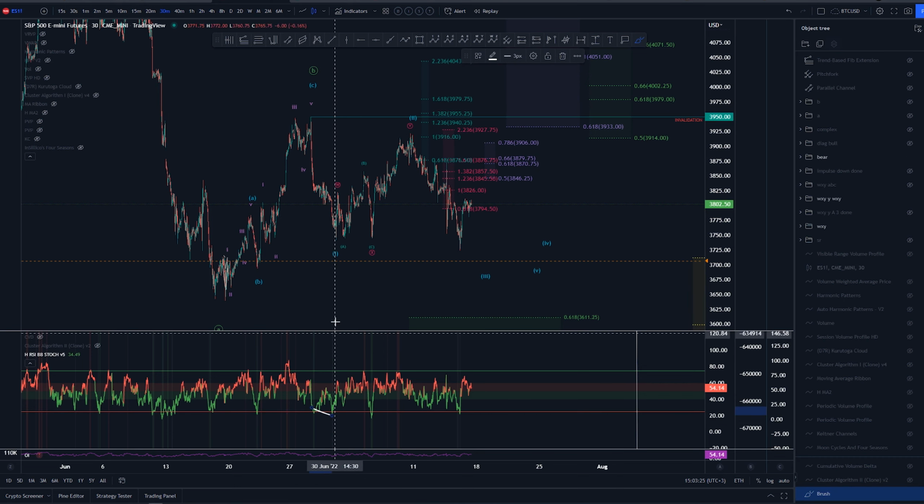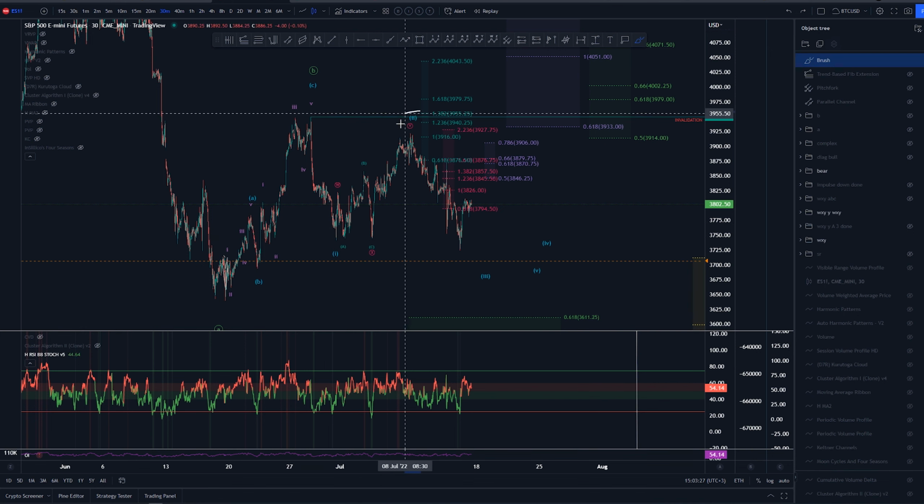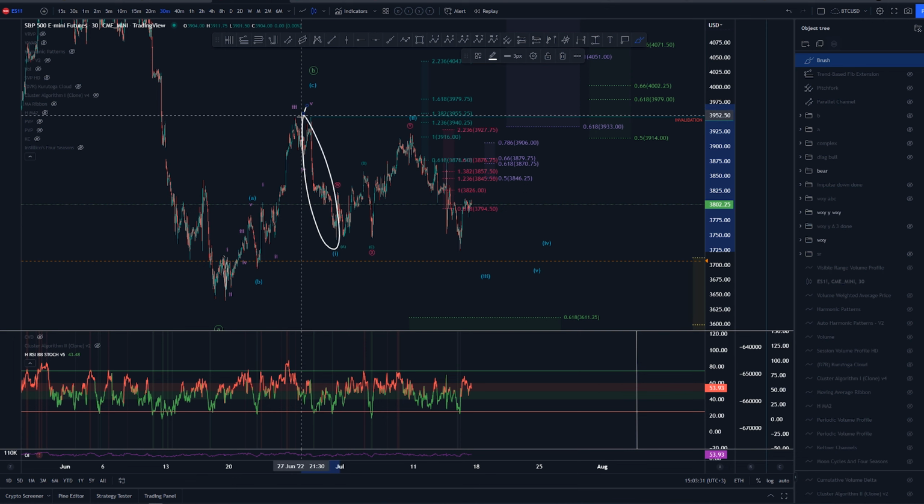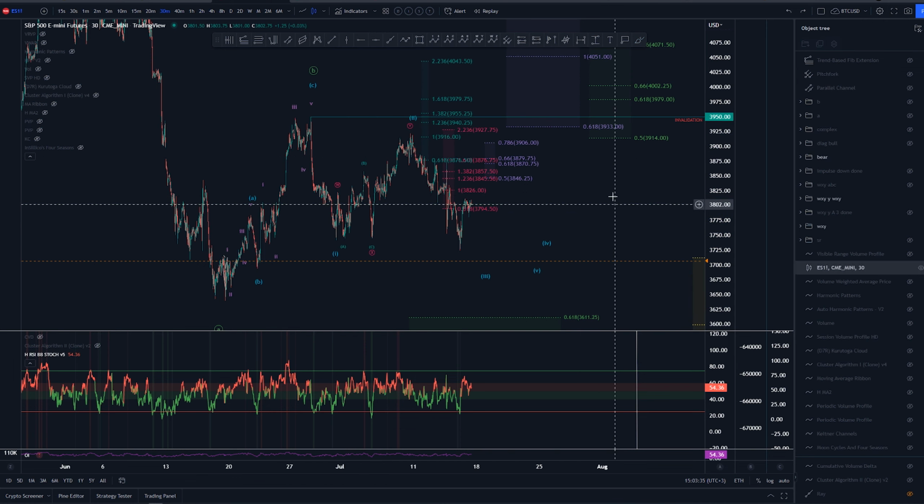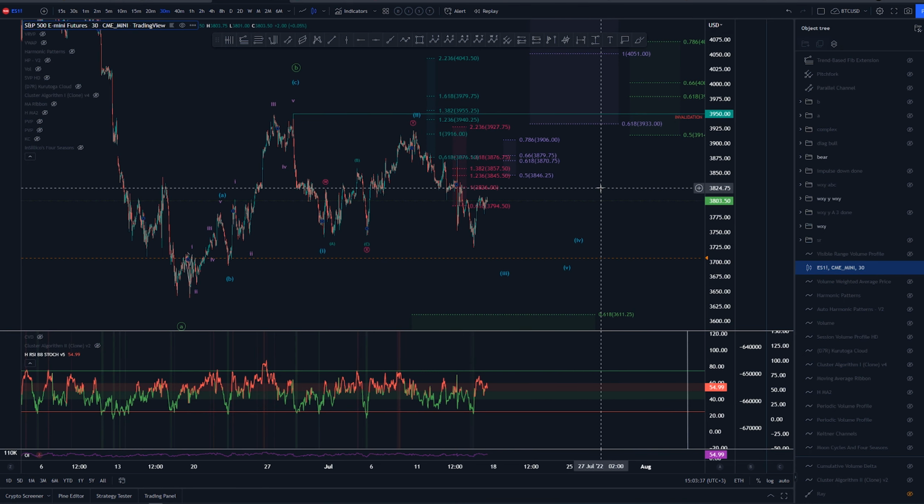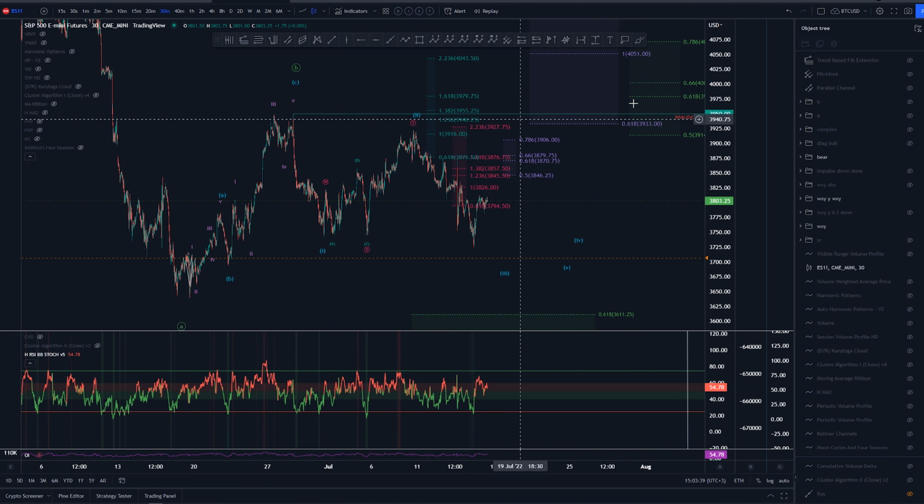We don't have a good divergence here on a higher time frame, and the wave two retraces so much here off the wave one that it is not likely to be a wave two. So those are few issues I have with this count. But again, it has not invalidated itself, so that's why I'm keeping it around.